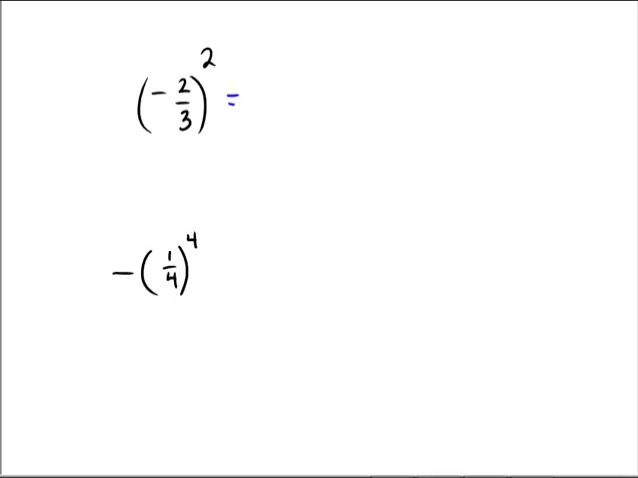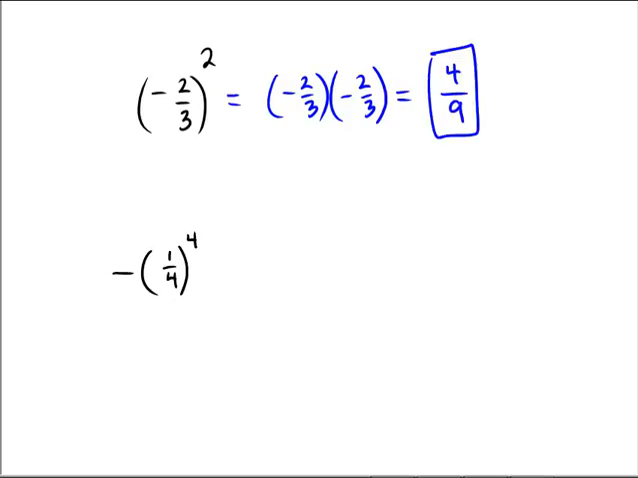In the first place, assuming you've paused and tried this on your own, negative 2/3 squared would mean negative 2/3 multiplied by negative 2/3, and a negative times a negative is going to be a positive, so no need for a negative sign. In the numerators, 2 times 2 is 4, and in the denominators, 3 times 3 is 9. So hopefully for that one you got 4/9.